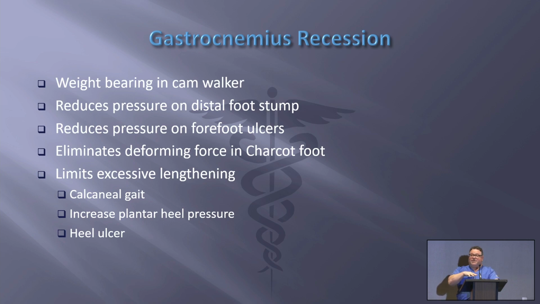One of those very first slides: equinus is the root of all evil. It's the deforming force in Charcot arthropathy. Sometimes all you have to do for a Charcot foot is lengthen the Achilles tendon or do a gastrocnemius recession, and that solves the problem. The ulcers heal, the foot coalesces, and you just have to put them in a surgical shoe. The benefit of the gastrocnemius recession is that we're limiting excessive lengthening of that Achilles tendon. So we want to avoid that calcaneal gait, which results in the heel ulcer.